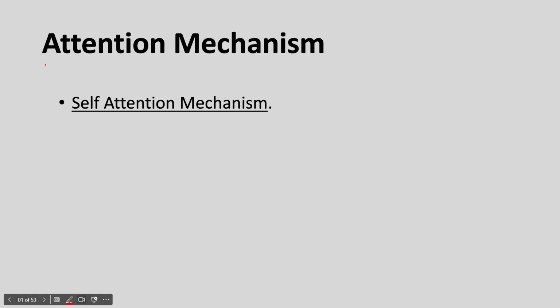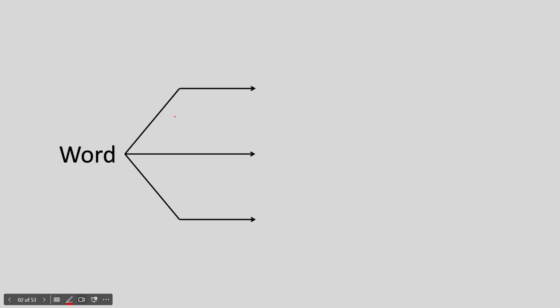Hello everyone. So in today's video, we'll be looking at the attention mechanism. We'll be going through it in depth and we will use visualization in order to understand this important concept. In the attention mechanism, the most important part is the self-attention mechanism. So let's get started. We already know that any word in attention is defined by three vectors.